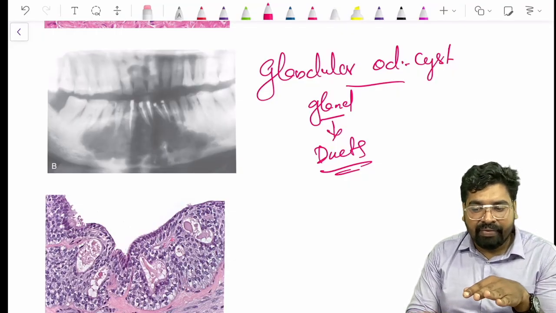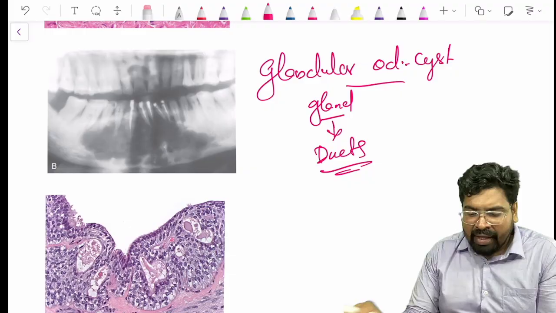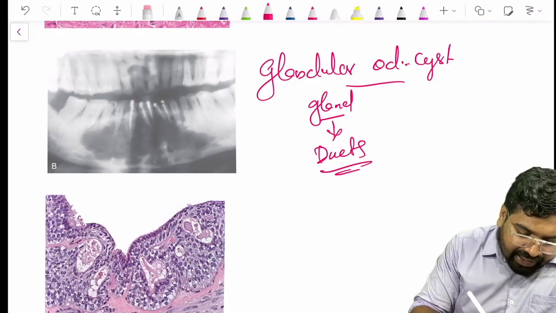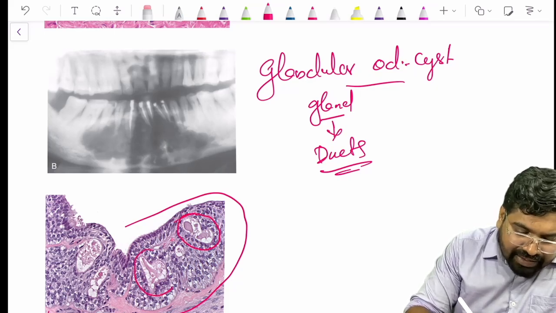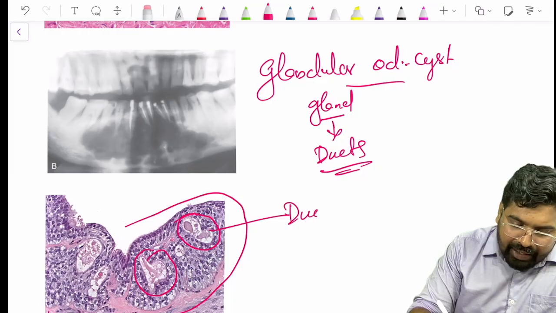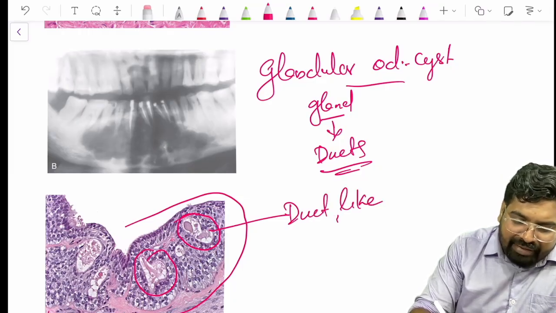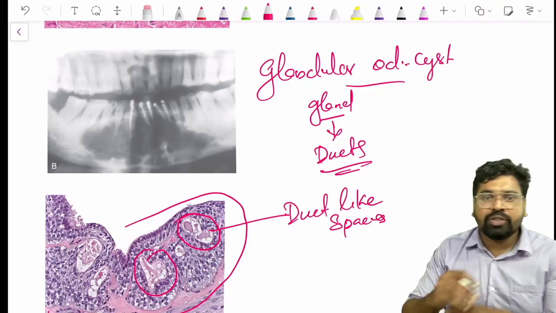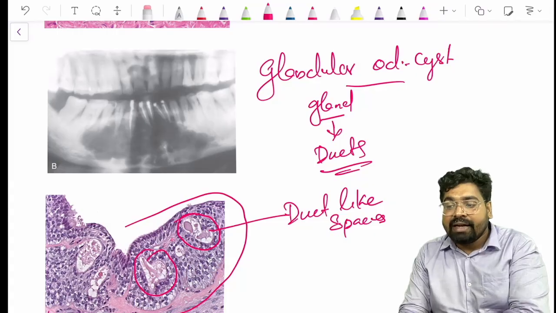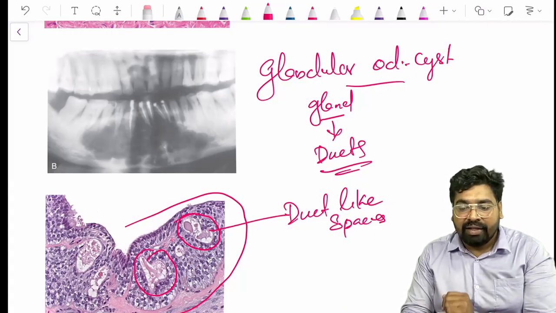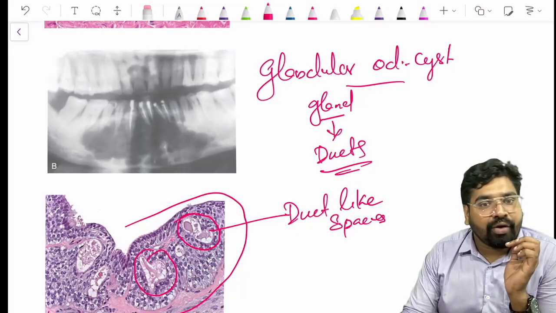In this cyst you can see the lining. We have a lining here. In the lining you can see duct-like spaces. So many spaces which are filled with some kind of mucinous material, those are duct-like spaces. This is one thing you can see in glandular odontogenic cyst.